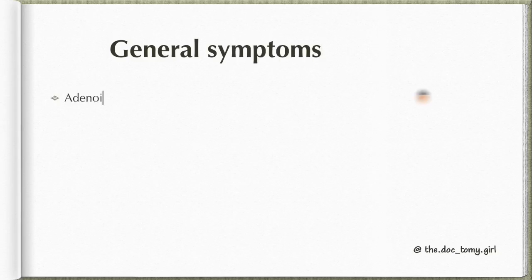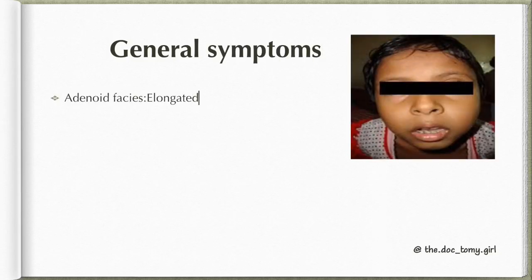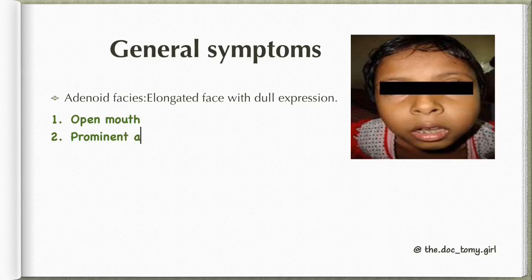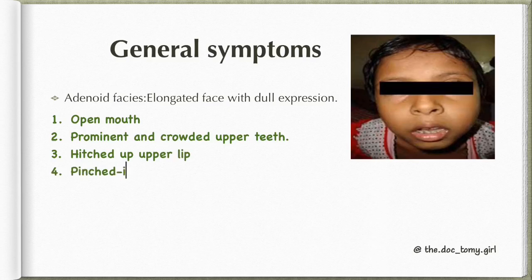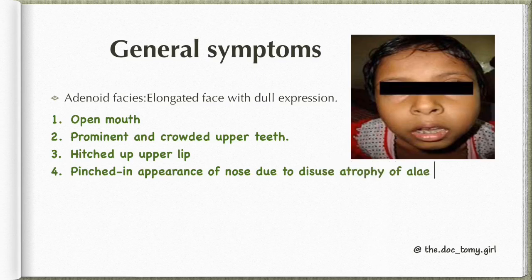Now about the general symptoms. These patients typically present with an adenoid facies, which means there is an elongated face with dull expression, open mouth; these are mouth breathers. There are prominent and crowded upper teeth, hitched up upper lip, and a pinched appearance of the nose due to disuse atrophy of the alae nasi.